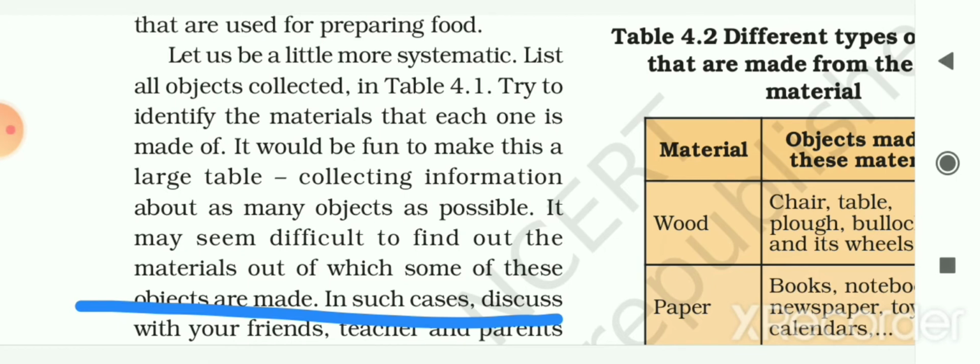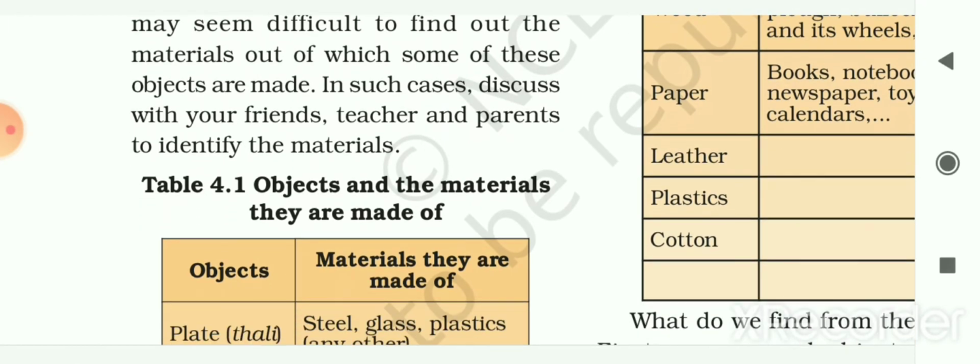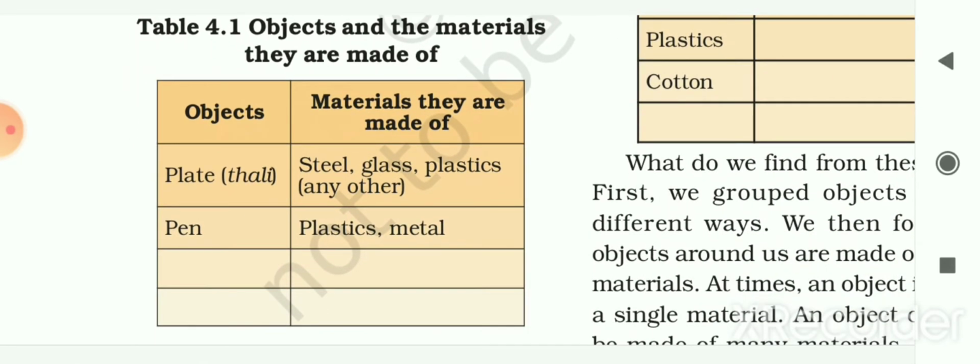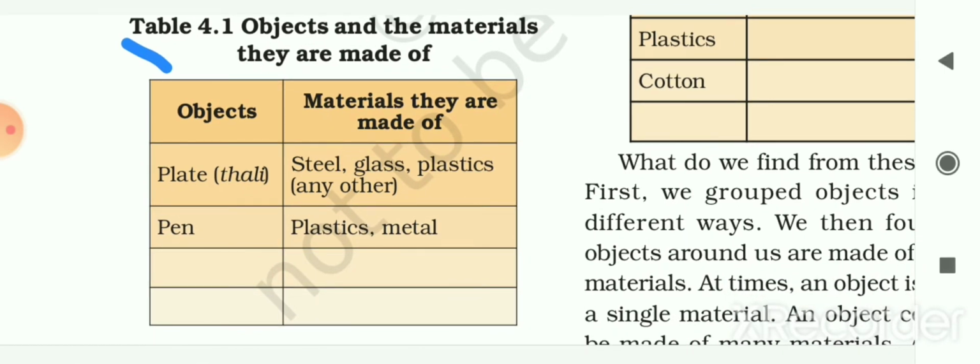It may seem difficult to find out the materials out of which some of these objects are made. In such cases, discuss with your friends or your elders to identify the materials. Here the table is given to you. In one column the objects are given, and in the other column the materials they are made of. From which materials these objects are made is given to you.